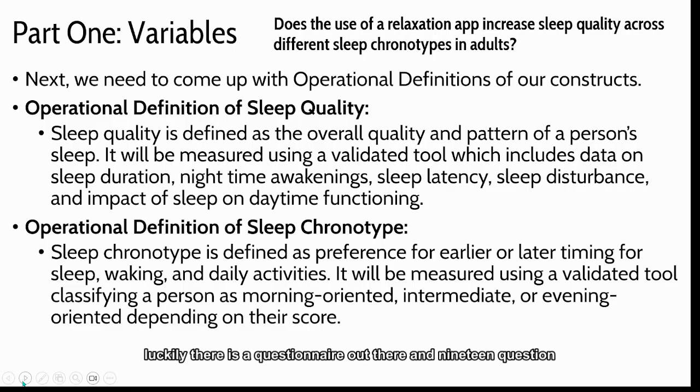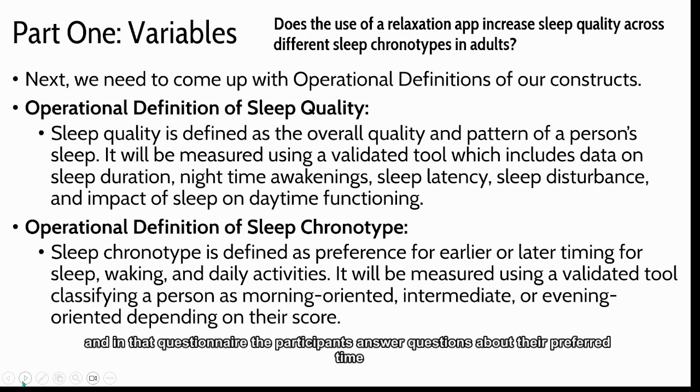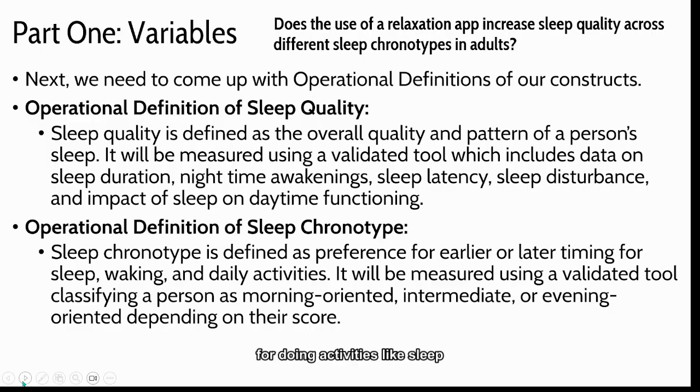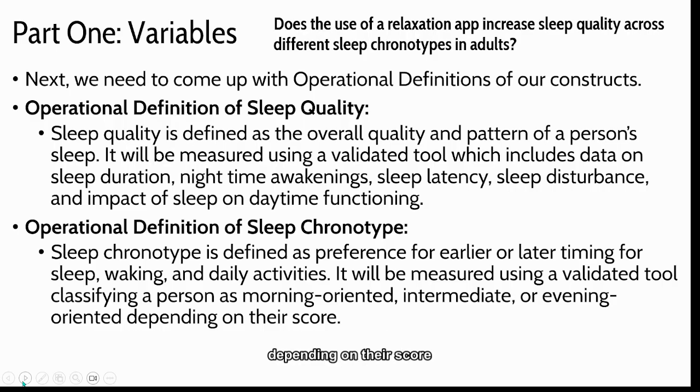Then I'm going to operationally define sleep chronotype as well. Luckily, there is a 19-question questionnaire called the Morningness Eveningness Questionnaire. In that questionnaire, the participants answer questions about their preferred time for doing activities like sleep or being awake or other daily things they have to do. It's validated, and it helps me classify my participants as morning, intermediate, or evening, depending on their score.